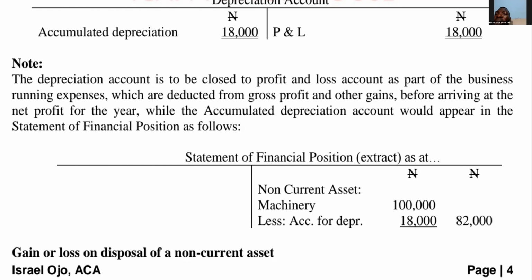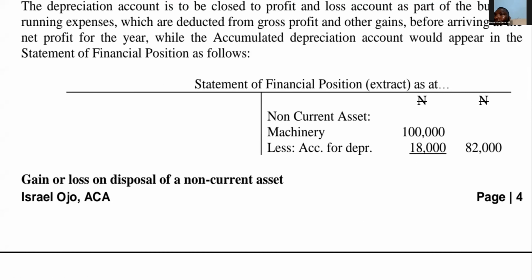Another thing we need to talk about now is the recognition measurements. We have talked about initial, we have talked about subsequent. Now we are no longer party to the asset again. We want to let the asset go. We are no longer interested in the asset. It means that we need to remove the asset from our record. That is called disposal of non-current assets.